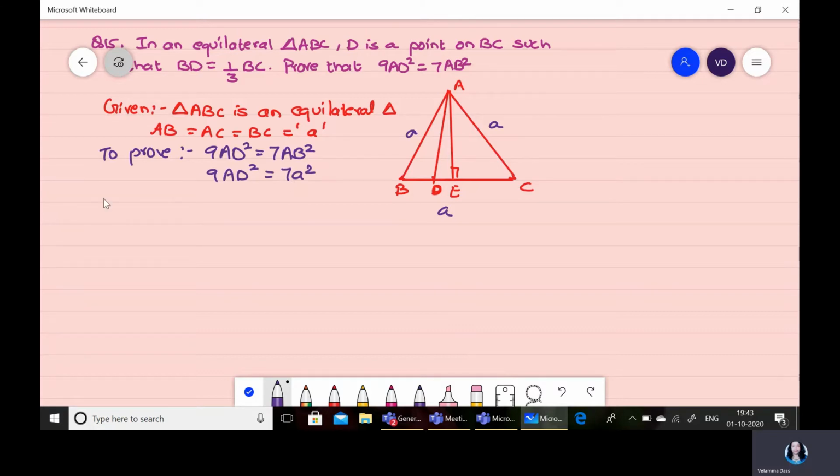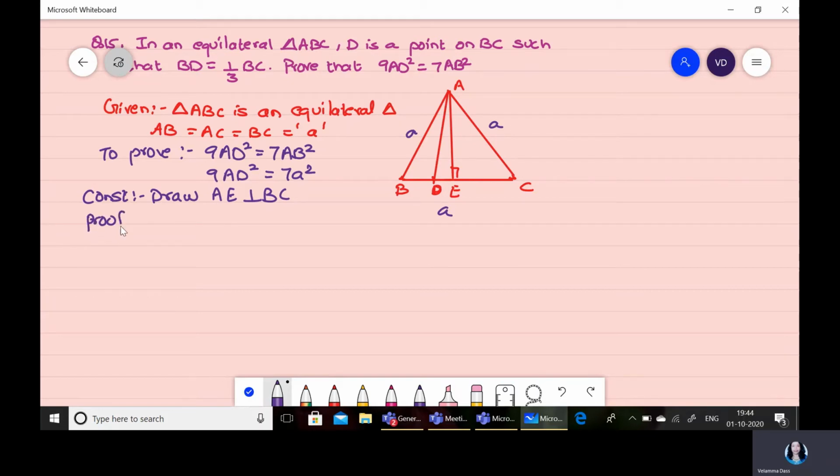Now when we write for the proof, here we know that students, we have missed out the construction. So let's write the construction. Construction is draw AE perpendicular to BC. So here we know that AE is perpendicular to BC. So AE is the altitude. But this triangle is an equilateral triangle, so altitude and median are one and the same.